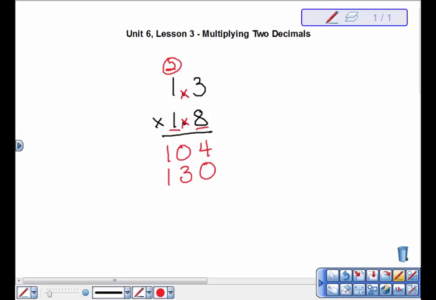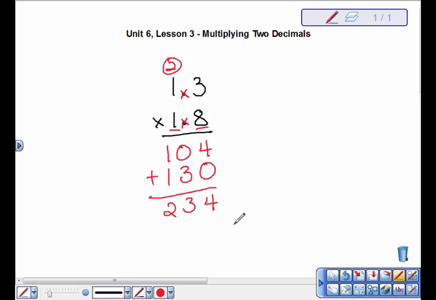So I have my two partial products. Now I'm going to add them back together. So I get 4, 3, 2. All right, so 13 times 18, real easy, that's 234. So that part was really simple. All I'm going to do is I'm going to take my decimals, ignore them, and then do some basic multiplication.